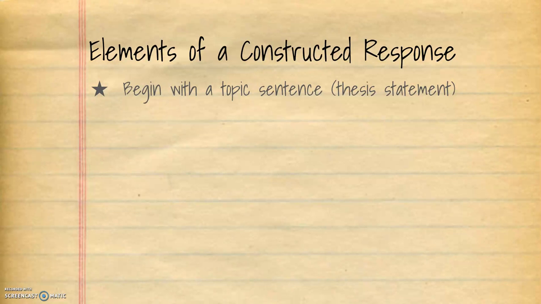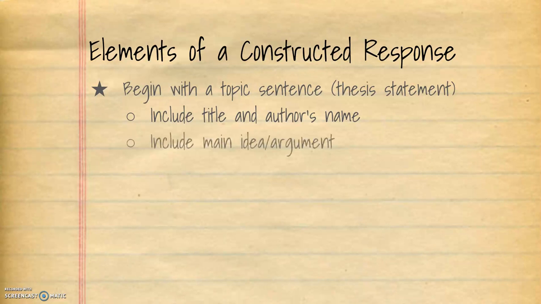The first thing you want to do is begin the paragraph with the topic sentence, which is also your thesis statement for the paragraph. Within that sentence, you want to include the title and the author's name, and include your main idea or argument, which most of the time will answer the question or the prompt that you were given.